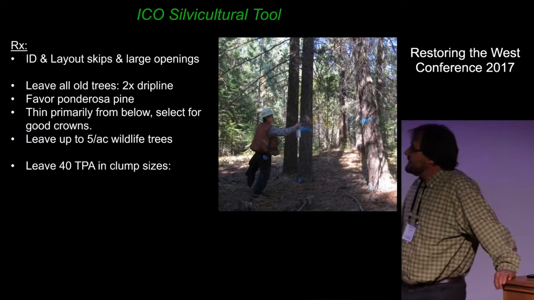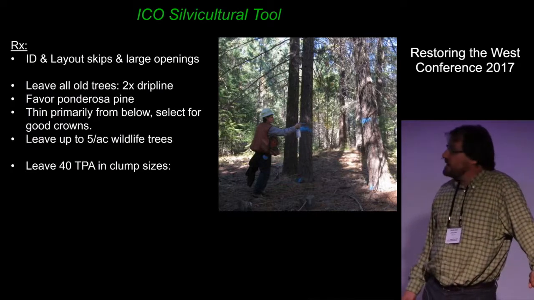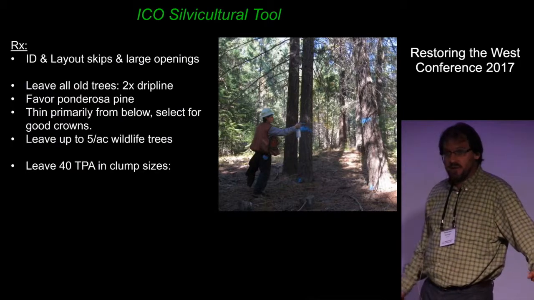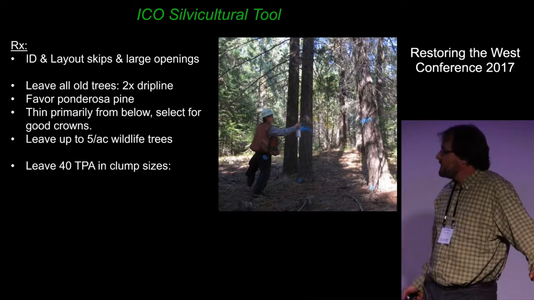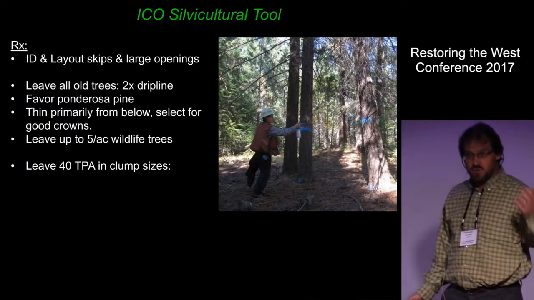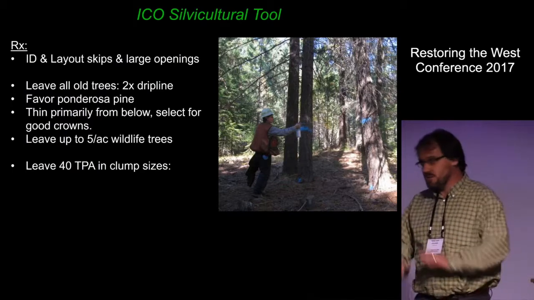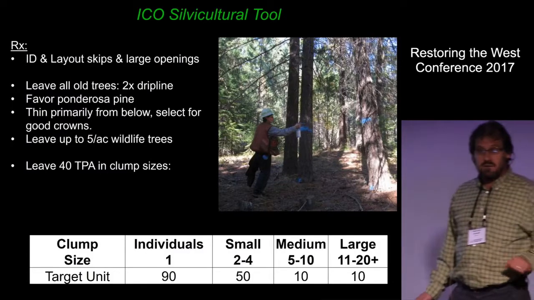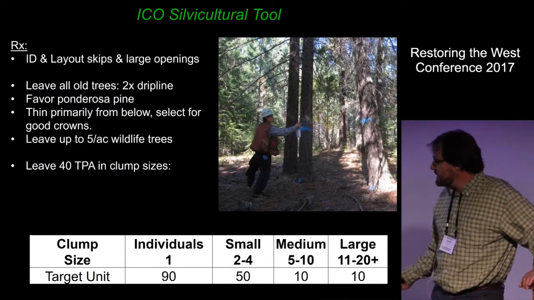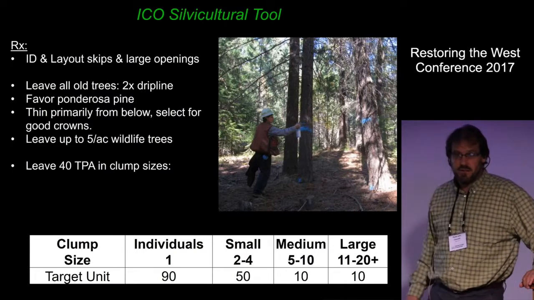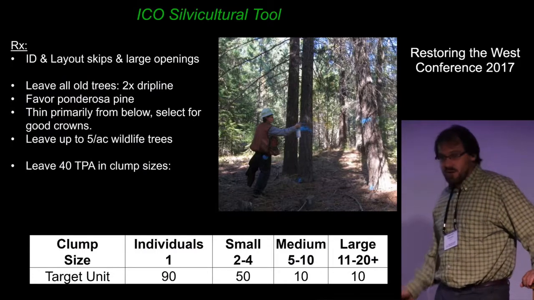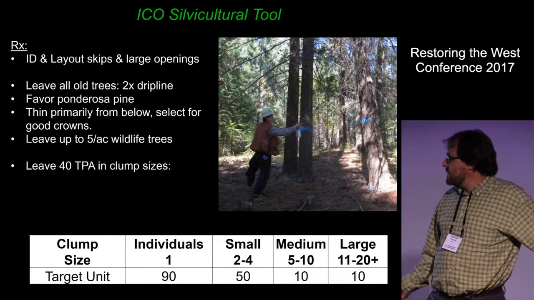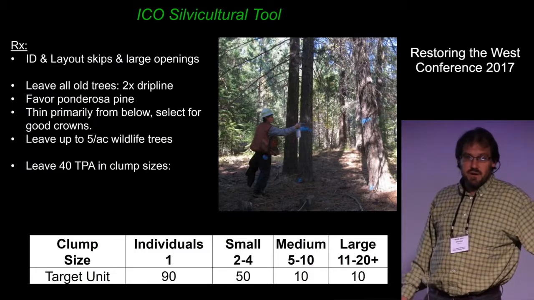And so from that, we developed the silvicultural tool part of ICO. It's pretty simple, so I'm not going to go into it. You take a fairly standard dry forest restoration treatment that we talked about earlier. You have a density target, and you translate that into trees per acre, but you can use standard stocking guidelines or whatever you want. Then you just add a target for these different clump sizes: individual trees, small clumps, medium clumps, and large clumps. Those targets are based on reference conditions, and you have to tailor them to the site. So when the marking crew goes out, they have a target of this many that they're trying to get.